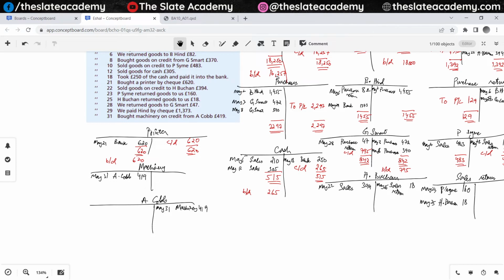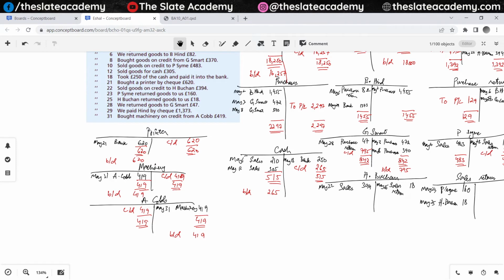Acha ji, machinery I got for 419. This would be the carry down 419. So brought down 419. This person sold me machinery 419. Carried down would be 419. Brought down on credit side would be 419.